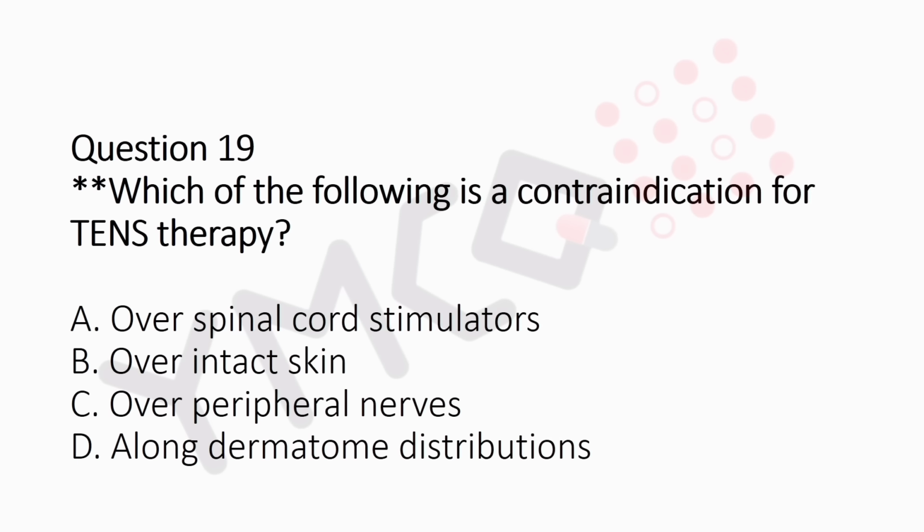Which of the following is a contraindication for TENS therapy? Option A, over spinal cord stimulator. Option B, over intact skin. Option C, over peripheral nerve. Option D, along dermatome distribution. And the answer is option A, over spinal cord stimulator. Now let's move to question number 20.